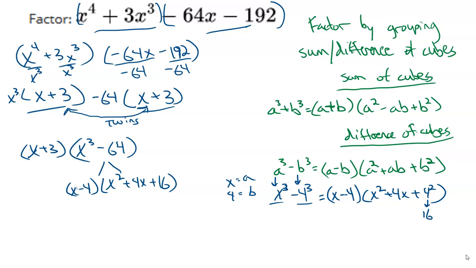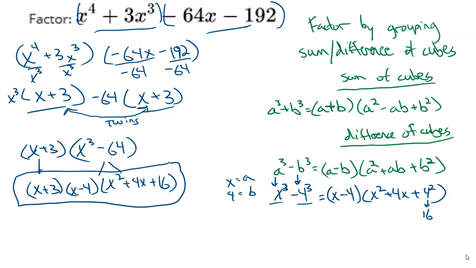And I still bring this x plus 3 down. This is completely factored, so my three factors, because it's to the fourth power, it has three factors here, are x plus 3, x minus 4, and x squared plus 4x plus 16. That does not factor any further with the factoring that we do. So that would be your final answer.